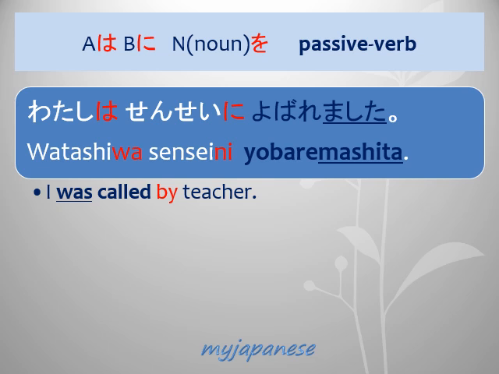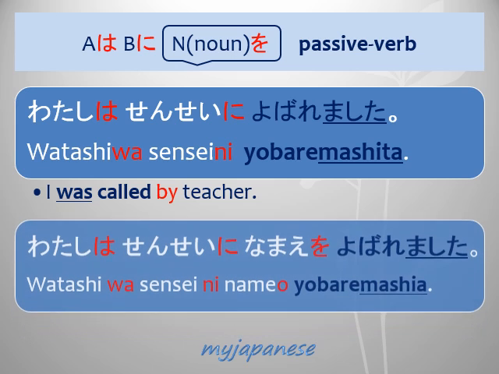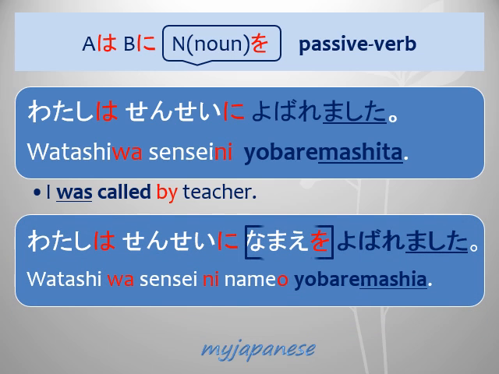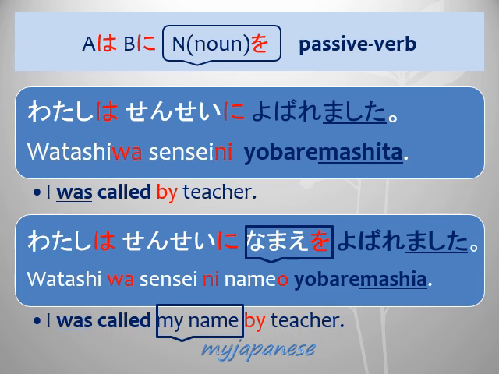We learned the passive sentence pattern. A は B に passive verb. 私は先生に呼ばれました。I was called by the teacher. Okay? Now, let's add an object to this pattern. A は B に noun を passive verb. Example sentence. 私は先生に名前を呼ばれました。I had my name called by the teacher. By adding an object, you can express more detail and various situations. Let me show you how.